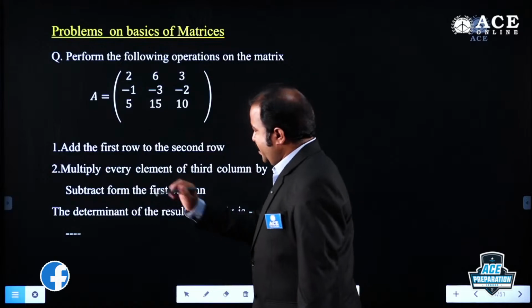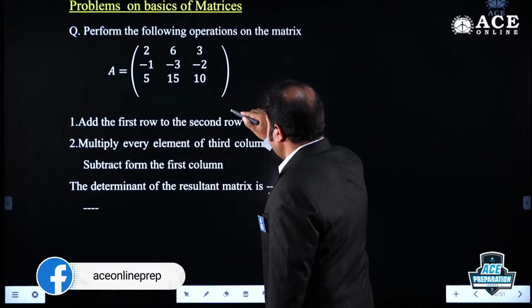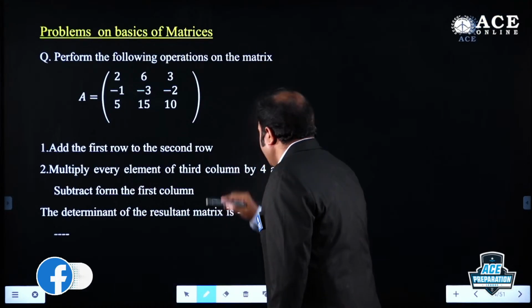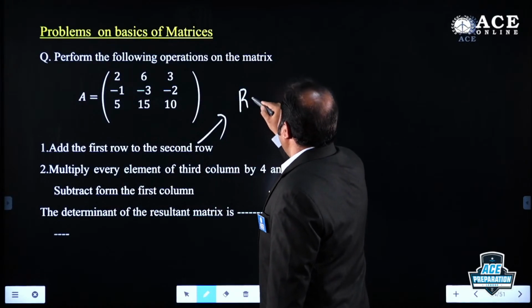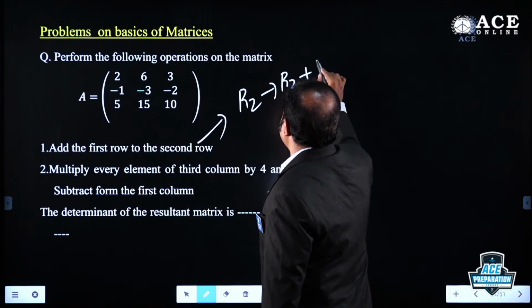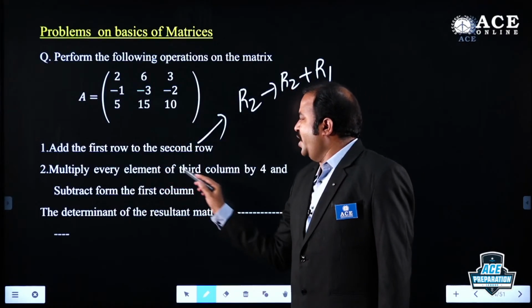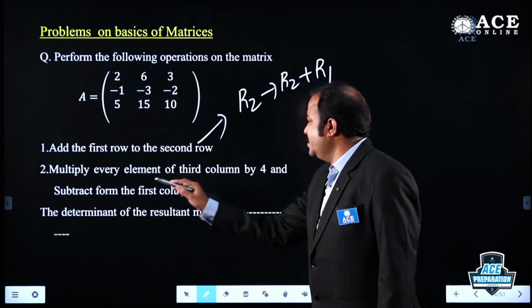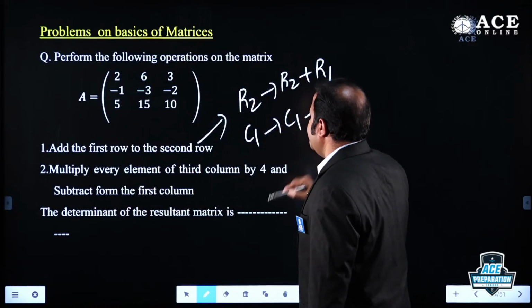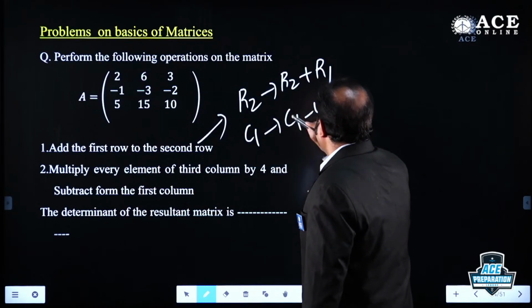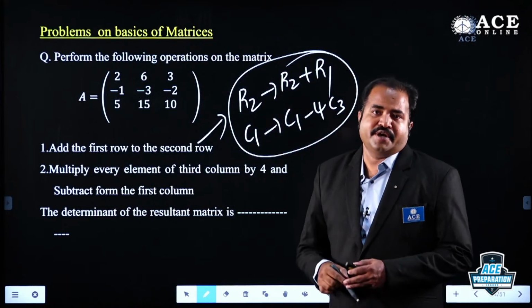So what I am saying is you are required to find the determinant of this matrix by performing these operations. What is the first operation? Add the first row to the second row. That is R2 changes R2 plus R1. Next, what is the second operation? Multiply every element of third column by 4 and subtract from the first column. That is C1 changes C1 minus 4 times third column, that is C3. So by applying these operations we get a new matrix.